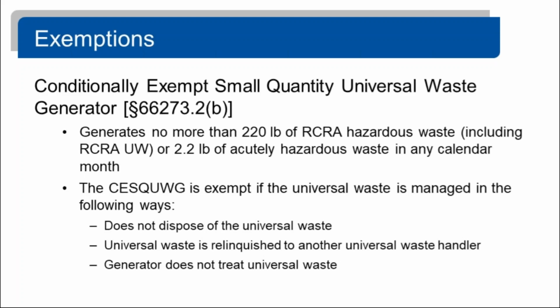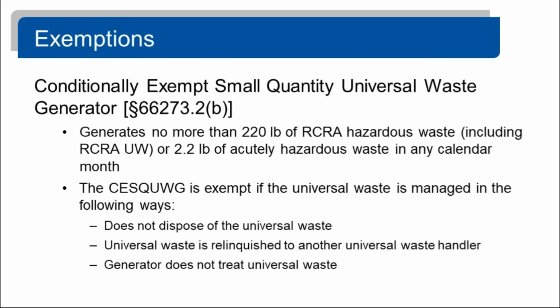Conditionally exempt small quantity universal waste generators. So this is one of the specific categories for the universal waste handlers identified in California. Generate no more than 220 pounds of RCRA hazardous waste, including RCRA universal waste. And the conditionally exempt small quantity universal waste generator is exempt if you are not disposing of it as a waste. You are not disposing of the waste yourself. It is relinquished to another universal waste handler, and the generator does not treat the universal waste.